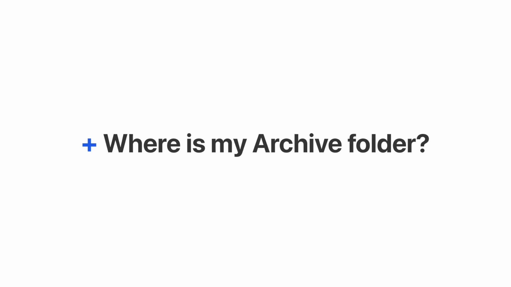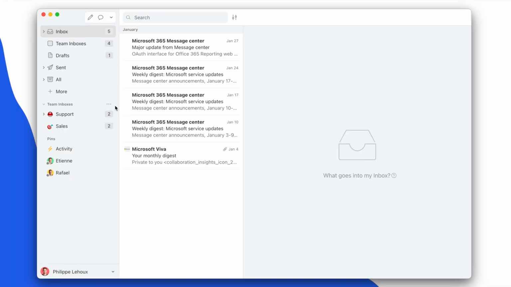Another question you might have is, where is your archive mailbox in Missive? Well, there's none. In Missive, it's actually called all, and all includes any emails in any folders, labeled or in your inbox. It only excludes the junk and the trash emails.